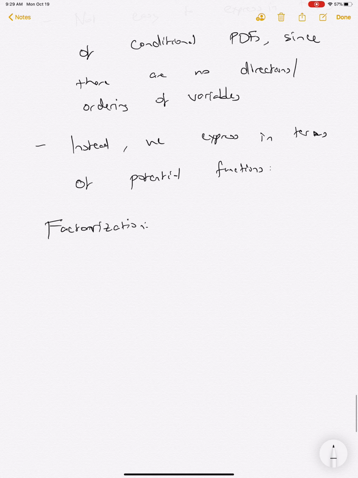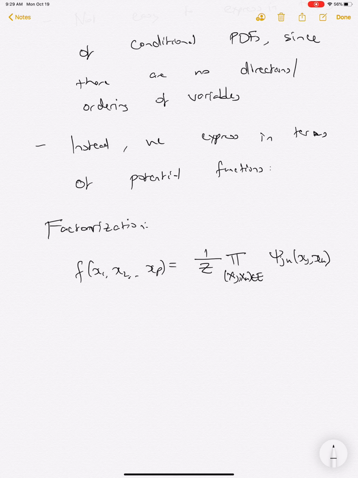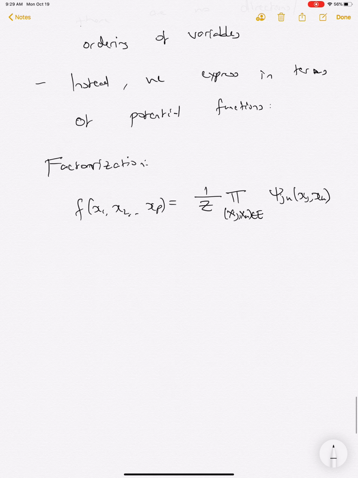is f of x1, x2 up to xp is equal to 1 over Z. I'll explain what these mean. So then we have the product, and this is where the graph structure enters. Like if we have an edge between xj and xk in E, then there's a potential function psi jk of xj, xk. Okay, so what do all these things mean?